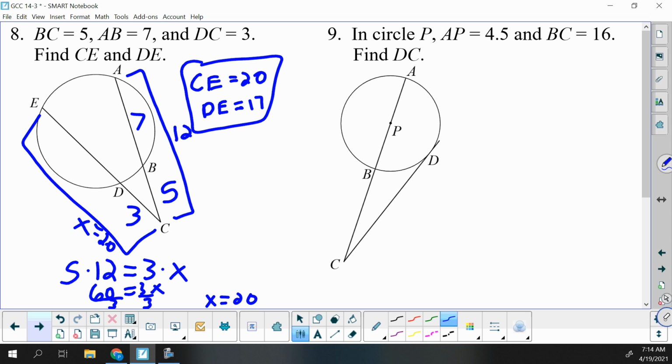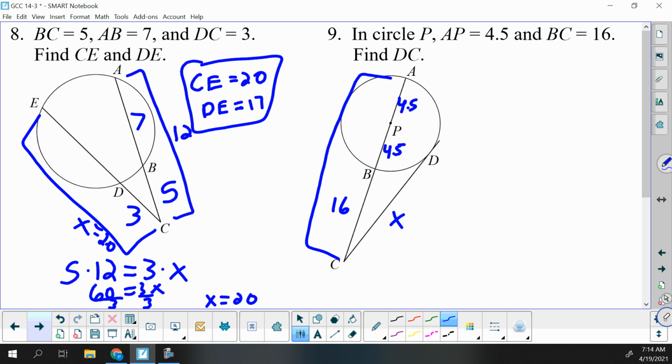In 9, notice they're calling it circle P. That means we know P is the center, meaning that BA is a diameter and BP and AP are radii. So if AP is 4.5, we automatically know that BP is also 4.5 because they're a radius. BC is 16. We'll label this X because we'll need it for the outside and the whole. We've got the 16 for our outside here.